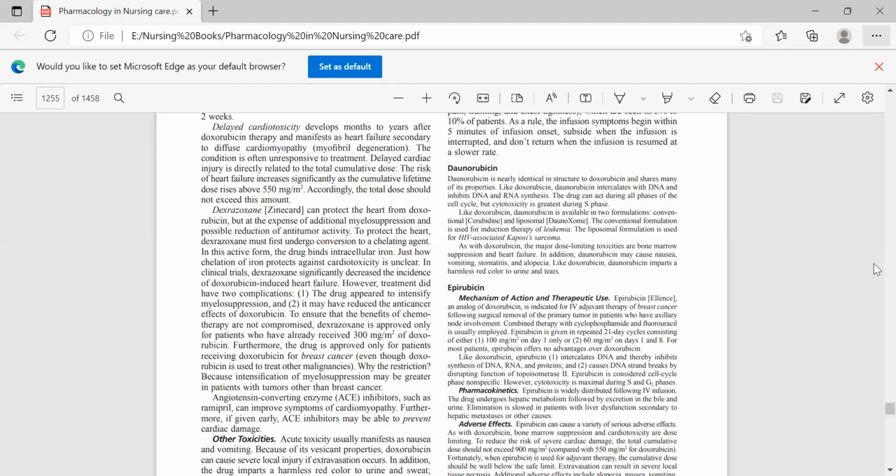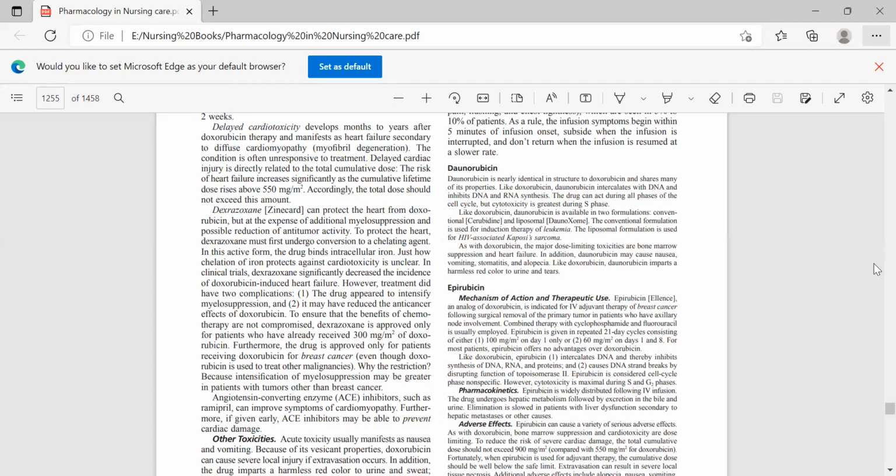One more drug is used to prevent cardiac damage, and this is a cardiovascular drug, an antihypertensive, that is an angiotensin converting enzyme inhibitor, ACE inhibitor, and the drug name is Ramipril. It can improve the symptoms of cardiomyopathy. Furthermore, if given earlier, an ACE inhibitor may be able to prevent cardiac damage.